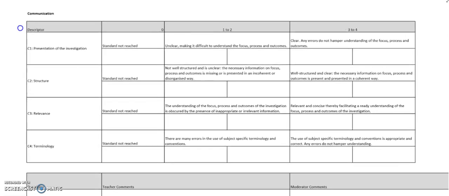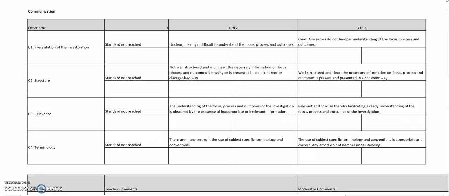Now we're going to talk about the communication and the personal engagement sections. So the communication section is out of 4, and it's broken down into a couple of points. So presentation. So this is how the work is laid out. The key for all of these things is that errors don't hamper the person who's trying to read it.